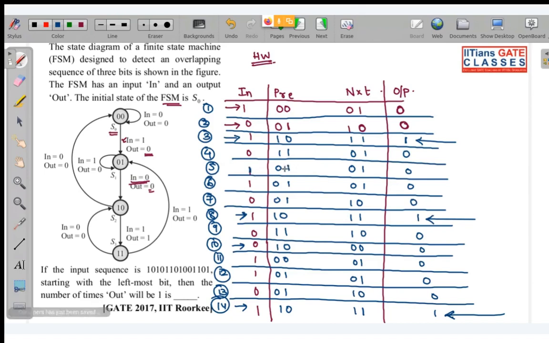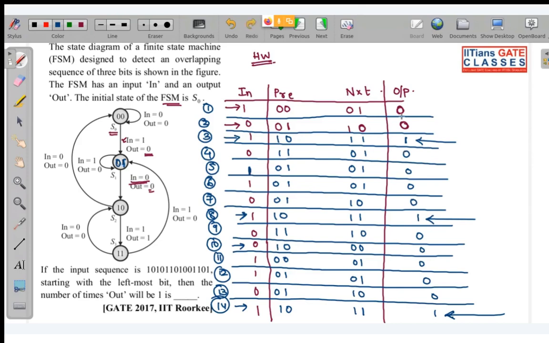present state is 0, 1. Input is 1. Output is 0. We should be at 0, 1. No, at fifth position, input is 1. Present state is 0, 1. So next state should be, when input is 1, it will remain at 0, 1 only. So output will be 0. 1, 2, 3, 4, 5. So what in the output am I not getting, Shruti? At the fifth position.